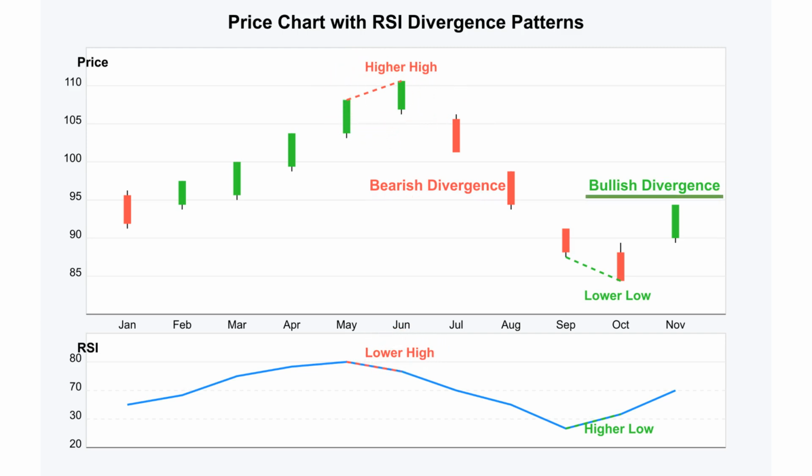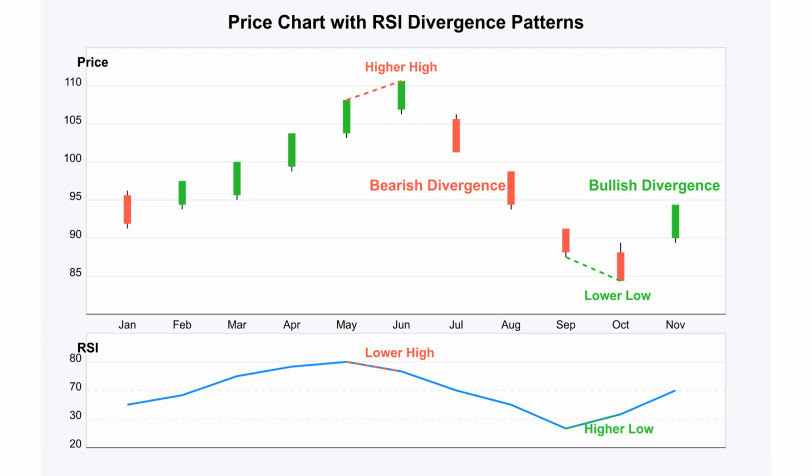Second, bullish divergence. Price makes a lower low, while RSI makes a higher low, suggesting potential upside. From September to October, price dropped from 90 to 85, yet RSI rose from 25 to 30. Despite falling prices, selling pressure was weakening. November's price recovery confirmed this bullish signal.